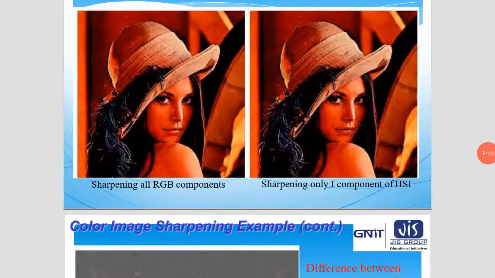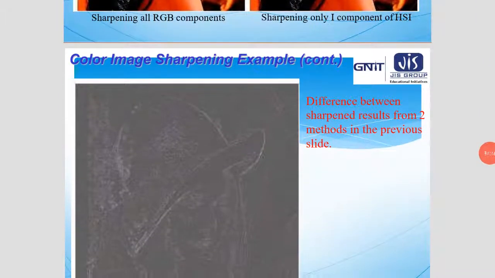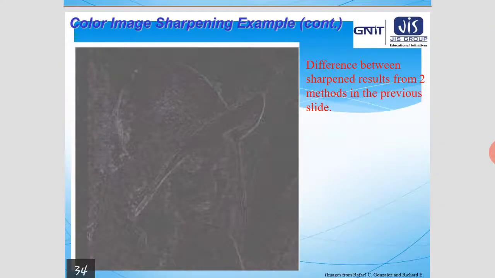So we should move forward to the color image sharpening examples. If we take the difference between the sharpened results from the two methods in the previous slide, the output results will look like this.